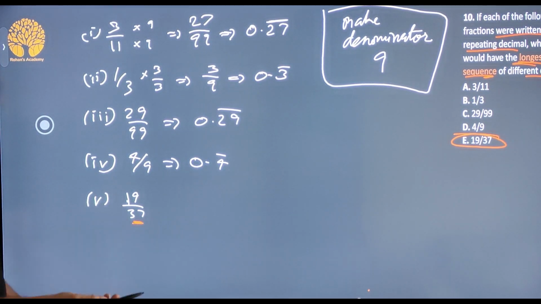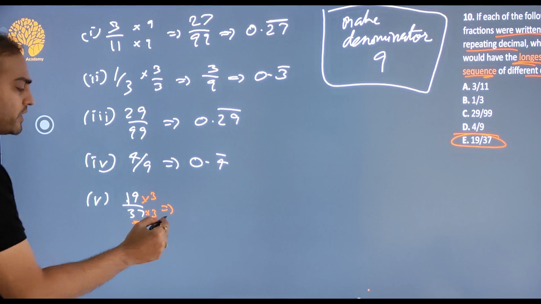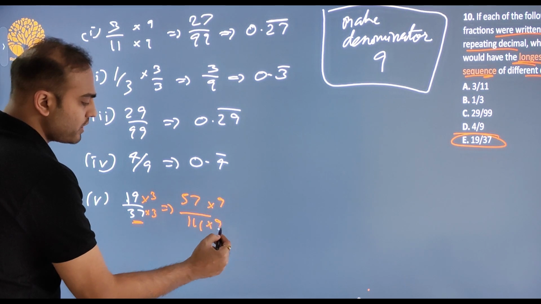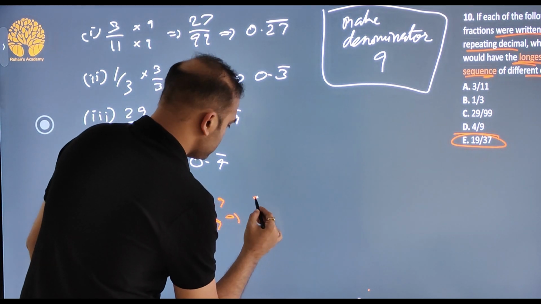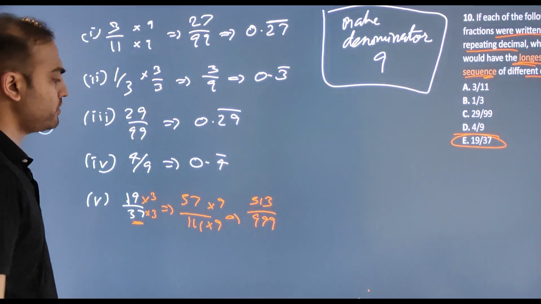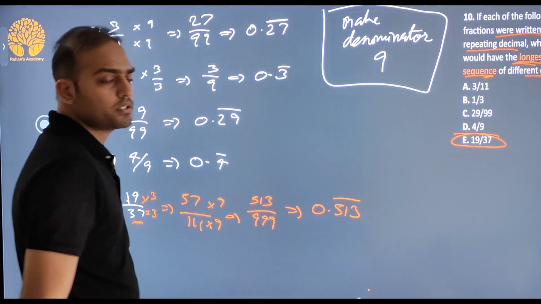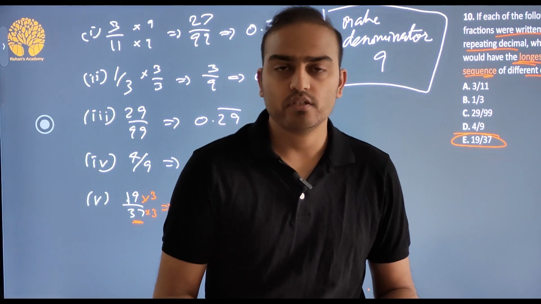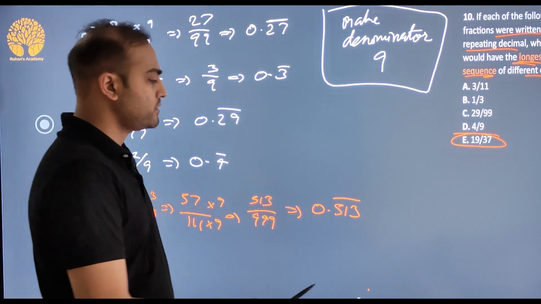Now if you want, we can solve this also. So first thing I do is I multiply by 3, because I know 37 into 3 is 111. Now that I have 111, again I multiply by 9. That's 513 over 999, which is 0.513 bar. Again, the point I am trying to make is, instead of doing actual division, just apply the logic. You'll be able to solve the question orally.